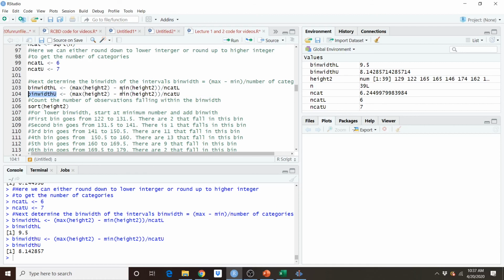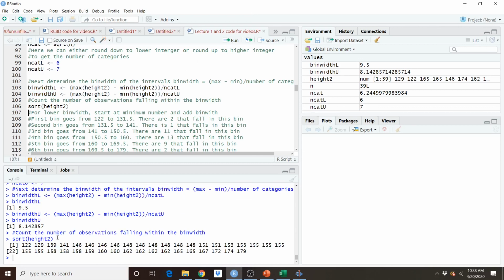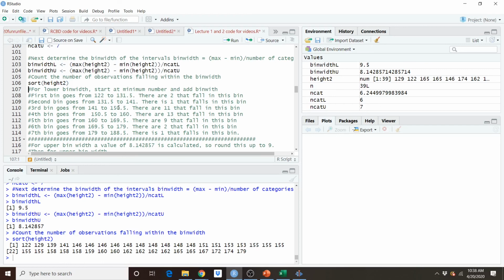And so what would I do? Well, I need to count the number of observations falling within the bin width. So how do I count the number of observations falling within the bin width? Well, let's sort the data. And as you can see, our data is sorted from 122 to 179. I simply need to look at how I'm going to set up my bins.